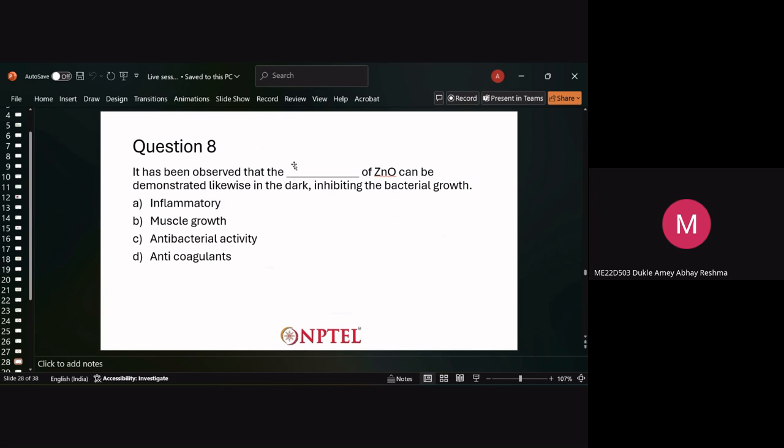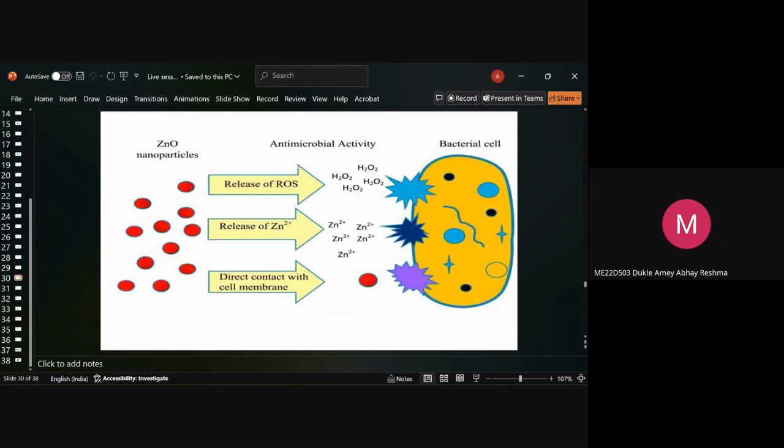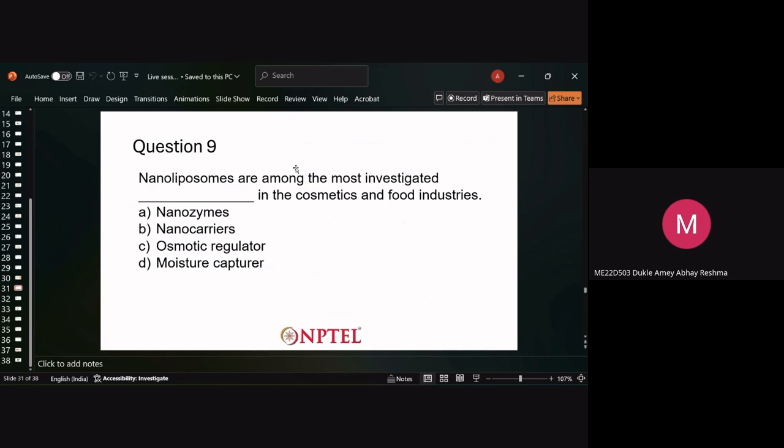Question number 8. It has been observed that the dash of ZnO can be demonstrated likewise in the dark, inhibiting bacterial growth. So the answer is antibacterial activity. This is how the antibacterial activity of ZnO nanoparticles happens. It releases reactive oxygen species. It releases zinc ions. It also comes in direct contact with the cell membrane, bursting the membrane. So basically, all these three approaches lead to better antibacterial properties.